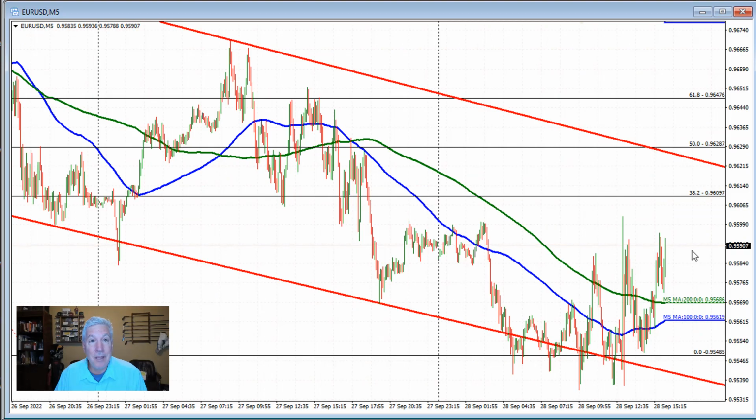We're not getting a lot of clues from the 5-minute chart, but we are above the 100 and 200 bar moving average, which is a little bit more positive as well for the euro versus US dollar. So be aware of that.